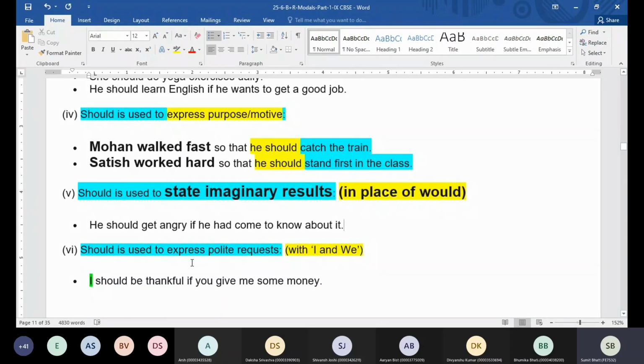Also, guys, should is also used to express polite requests. When you want to be polite to somebody with I and we, you can use the word should. Like I should be thankful if you give me some money. In that case also we can use should with I and we.